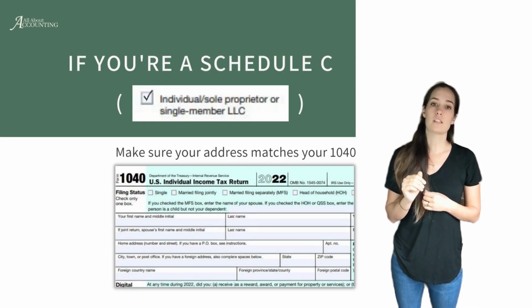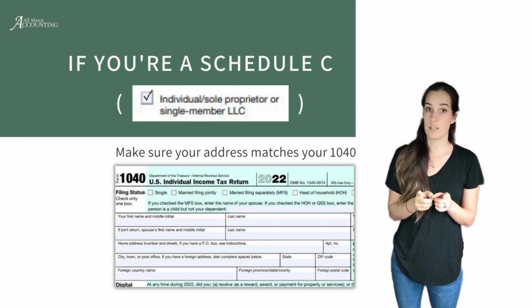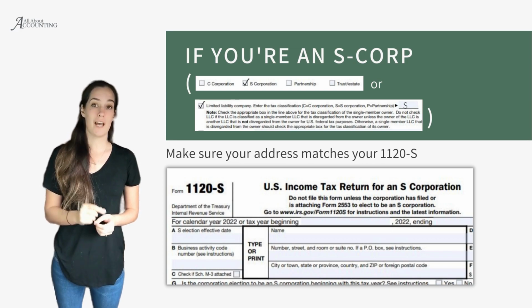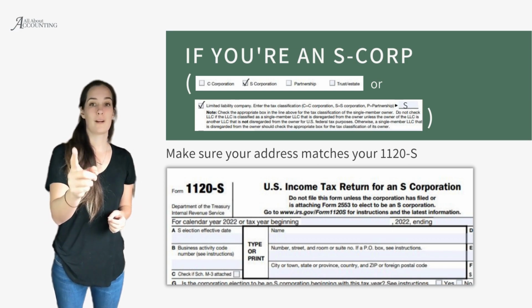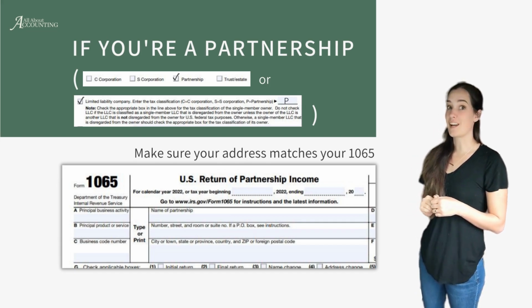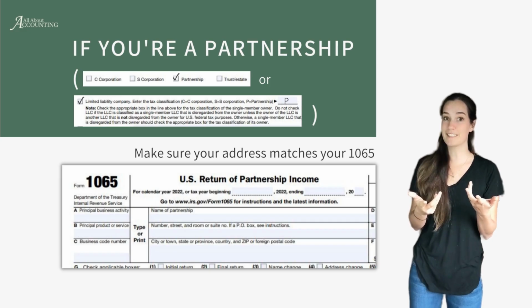So if you're filing on Schedule C, this needs to match your address on your Form 1040. If you're filing as an S Corporation, it needs to match the address listed on your Form 1120S. And if you're a partnership, it needs to match the address on your 1065. See where I'm going with this?